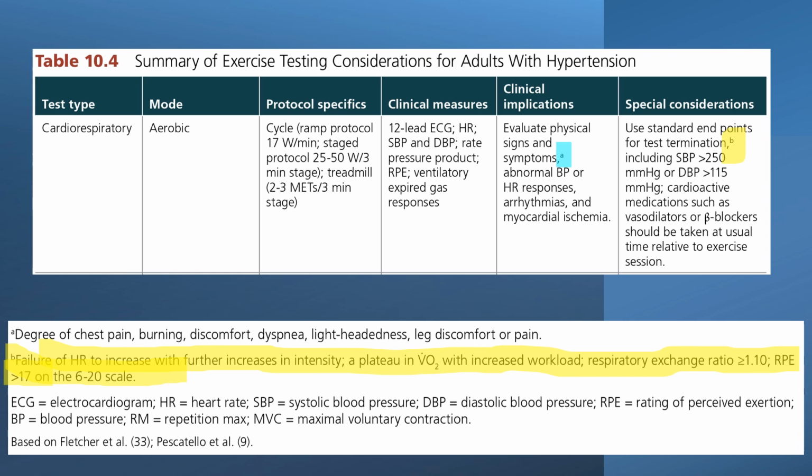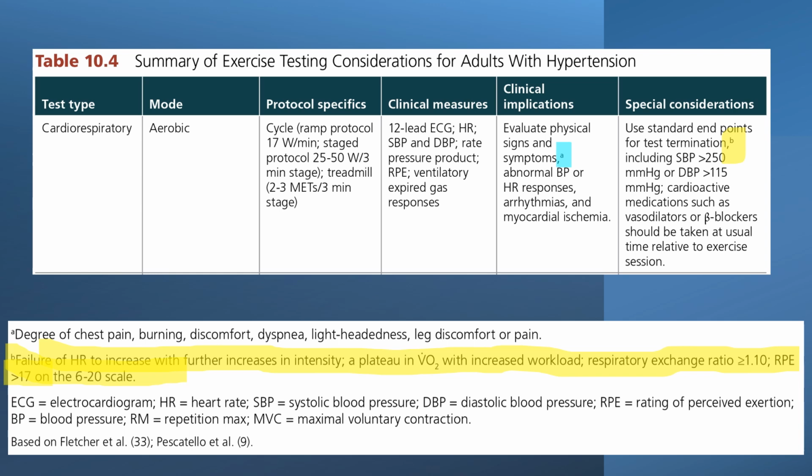What will be measured? The EKG, heart rate, systolic and diastolic, the rate pressure product, we'll look at that in a little bit, RPE, and ventilatory gases. And we're looking for signs and symptoms, which would be our cardiovascular, chest pain, burning, discomfort, shortness of breath, dizziness, leg pain, abnormal blood pressure or heart rate, abnormal rhythm, or ischemia. That's what we're looking for as the individual is performing the assessment.